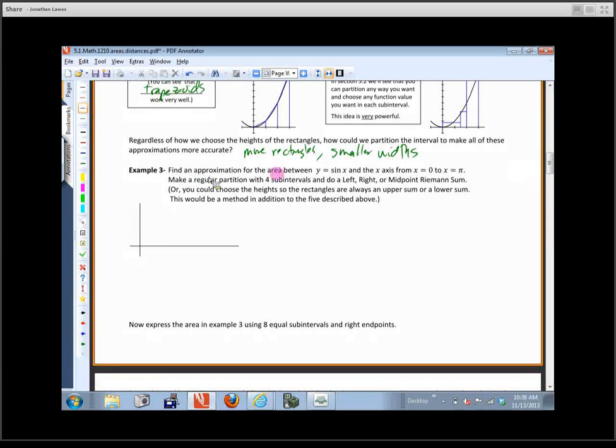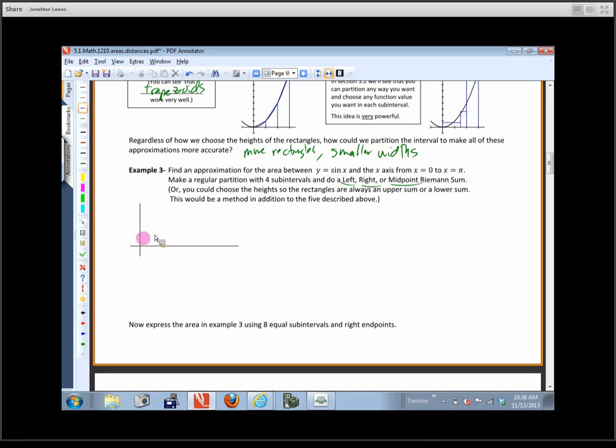It says, find an approximation for the area between y equals sine of x and the x-axis from x equals 0 to x equals pi. Make a regular partition with 4 subintervals. Do a left, right, or midpoint Riemann sum. I don't care which, just pick one. We'll do one together. Or you could choose the height so the rectangles are always an upper sum or a lower sum. So any rectangular height you want, any way you want to choose them would be just fine. But again, the nice thing about doing a left, right, or midpoint is that it's systematic.